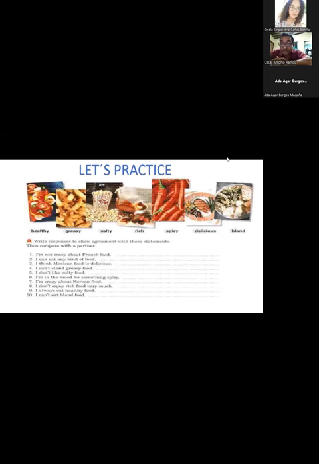Las 7, I am crazy about Korean food. Está loco por la comida. Ah, también sería I am too, ¿no? Las 7. Sí. I'm crazy about Korean food. Sí, I am too. I don't enjoy rich food very much. I sería, I don't either. Sí, I don't either.